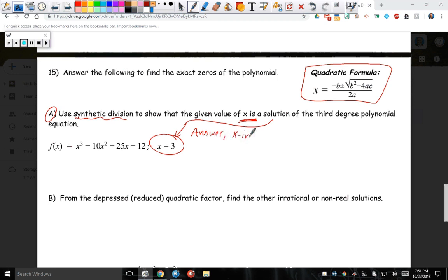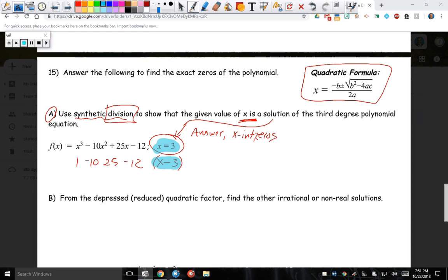aka x-intercepts, aka zeros of the function. Okay? So I can write this in factored form like this, x minus 3. So if this works, we're trying to see what would it be as a result of it working. Okay, so let's do some synthetic division. We have coefficients of 1, negative 10, positive 25, and negative 12. And we're saying that this worked. That means this factor is going to be written.